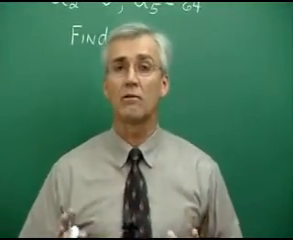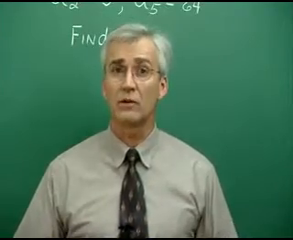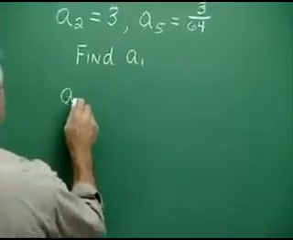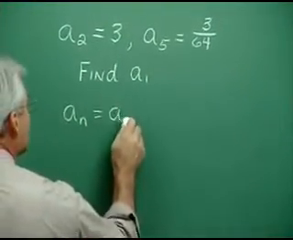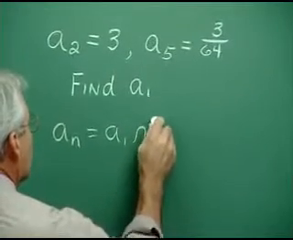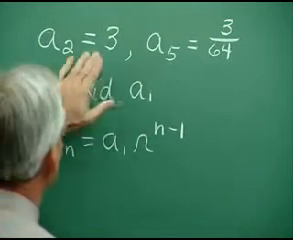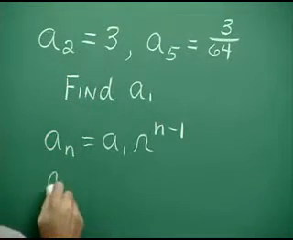We take this model for the nth term of a geometric sequence, and presumably we would be told that it was geometric here. But we would start with that notion. We would say, okay, the nth term is a sub 1 times r to the n minus 1, and just put in information that we know. We have information about a sub 2 being 3.